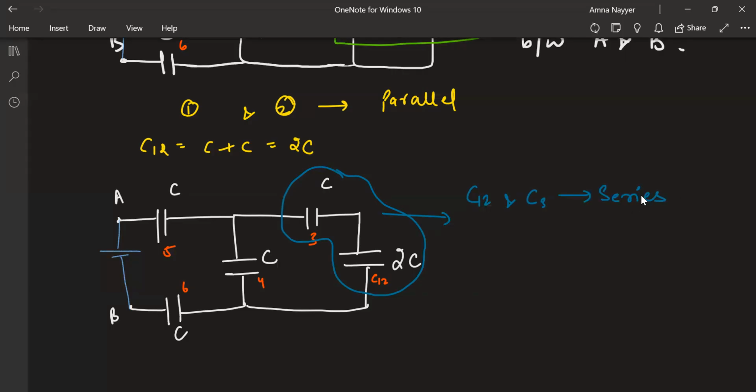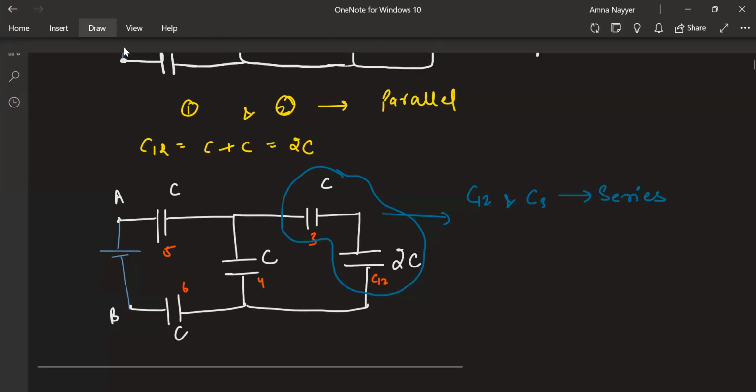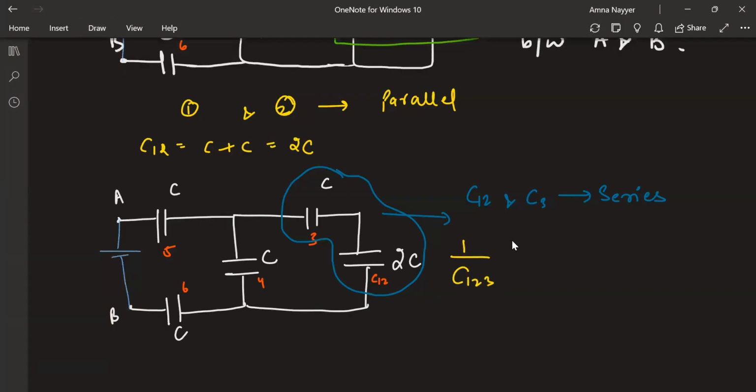In series, we reciprocally add them, right? Here also we are going to add reciprocally. Reciprocal addition means 1 by C123. When I write C123, I hope you understand this means the equivalent one. So this is 1 by C plus 1 by 2C, which is equal to 3 by 2C. So C123 is equal to 2C by 3.